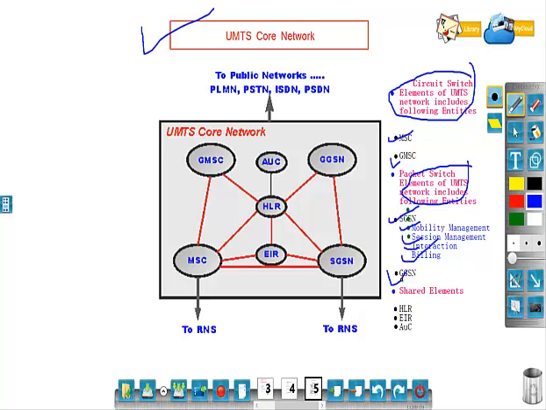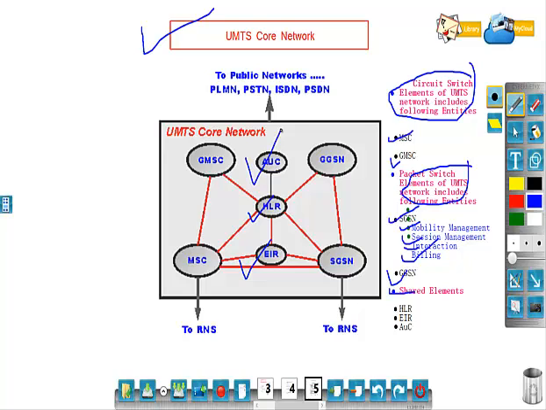So there are some shared elements within this network. So what is this shared network? It's actually your HLR, EIR, then AUC. So what is this HLR, EIR and AUC? HLR is nothing but home location register, which you have already known from GSM architecture. Then the equipment identity register, in which your unique identity is stored, or you can call it the register in which all your equipment information is stored. And then the next one is your AUC, that is nothing but Authentication Center.